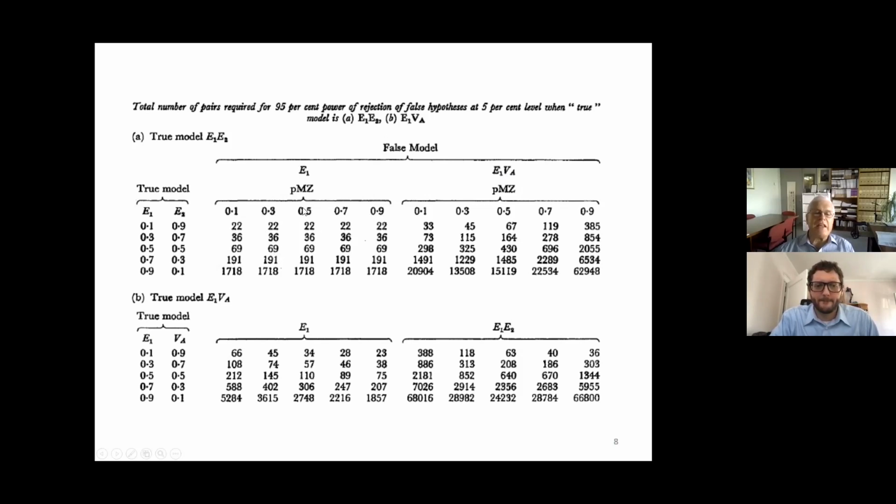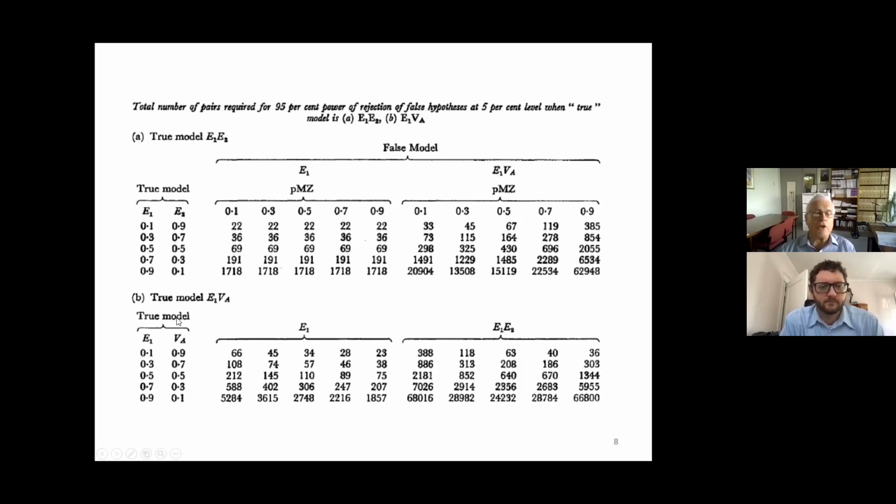And anyway, you can see that in this first case of fitting an EC model or CE model to these data, you don't actually need that many pairs to reject a false model that says, well, actually all variation is just due to unique environment, or indeed a model that has both E and A. Although the numbers are starting to get up there, even for that case.